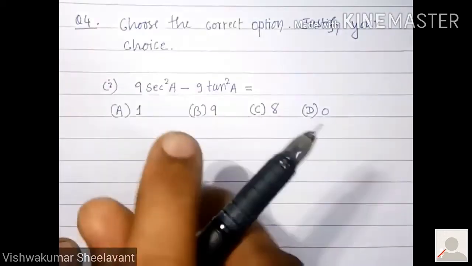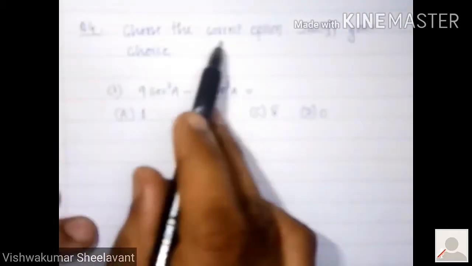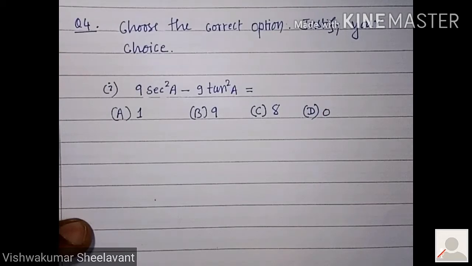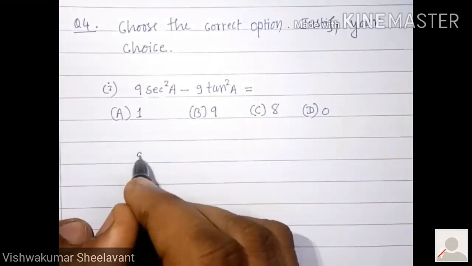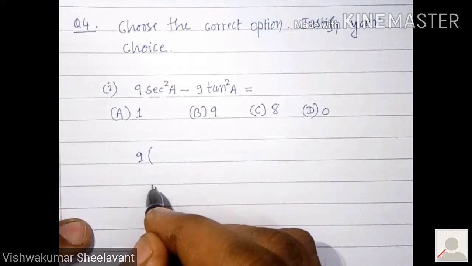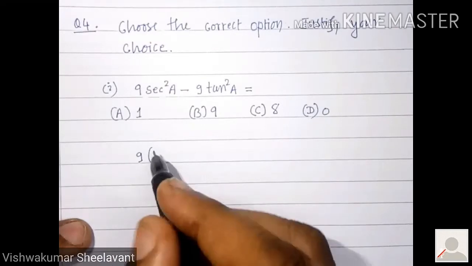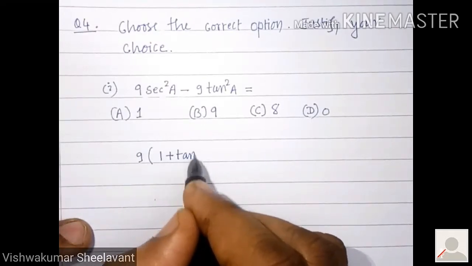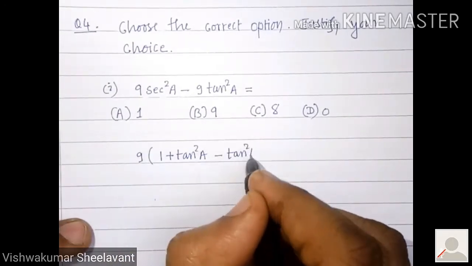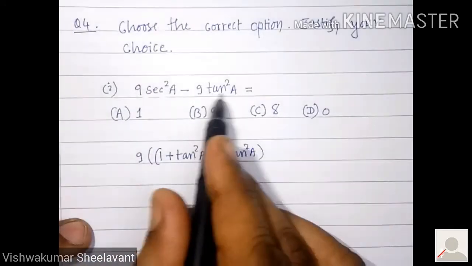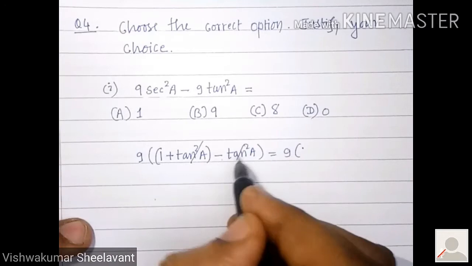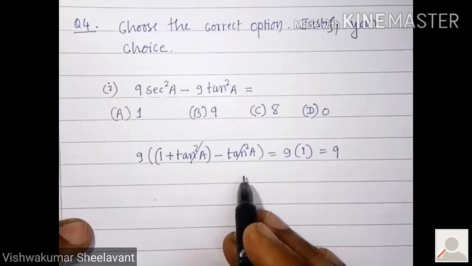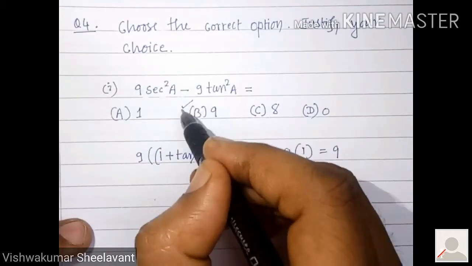So how do you get the answer for it? Please see here, choose the correct option is there. They have not asked you to guess the correct option. You should not guess here. You have to calculate quickly and write. Here 9 is common, you take outside. And what is sec square a? Sec square a is 1 plus tan square a, minus tan square a as it is. 9 is outside, so get 9 into the bracket. If you open the bracket, tan square a will cancel into 1, answer becomes 9. So what is option? Option is B.